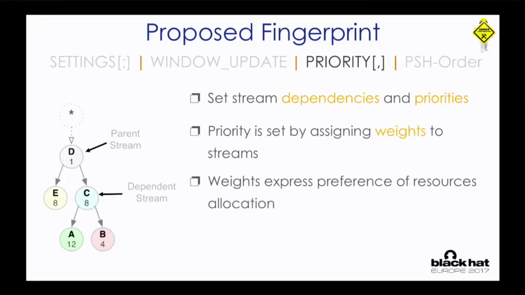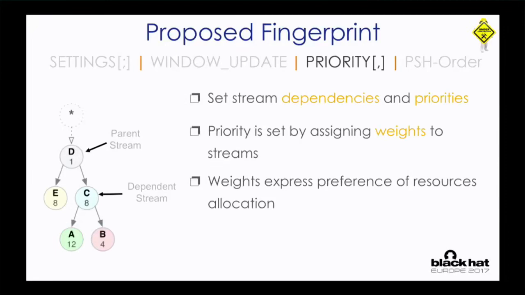if you look at the left side from your perspective of the frame, you see 5 streams, stream D, E, C, A, and B, where stream E and C are dependent on stream D, and stream A and B are dependent on stream C. Now, each parent stream, the stream on which others depend, is called the parent stream, and the streams below it are called dependent streams.